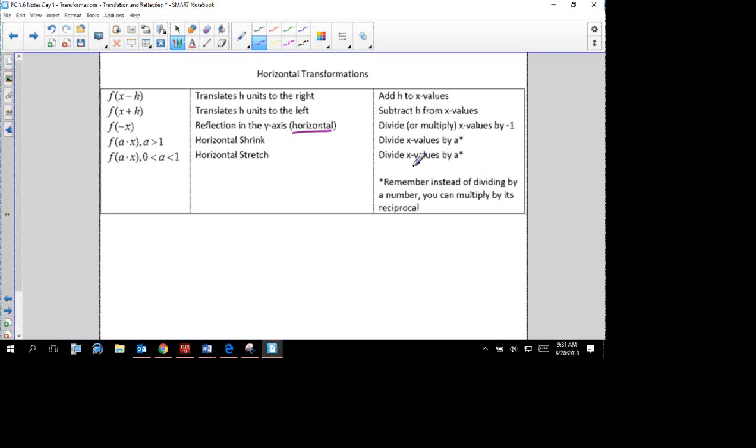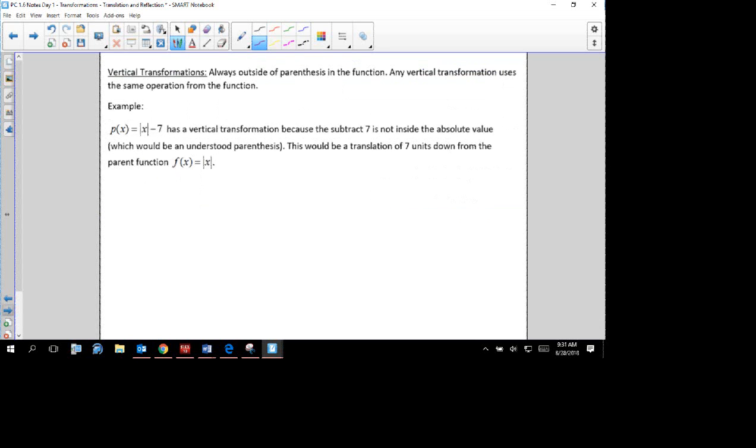And then today we're not doing shrinks or stretches, but tomorrow we will. And the shrinks or stretches, the formula is given here. If you're multiplying by a number inside of the function, it's either a shrink or a stretch. And that will determine if that number you're multiplying by is greater than 1 or between 0 and 1. That will all be in notes tomorrow. Vertical translation transformations would be outside of the function. So my example is that we have absolute value of x take away 7.